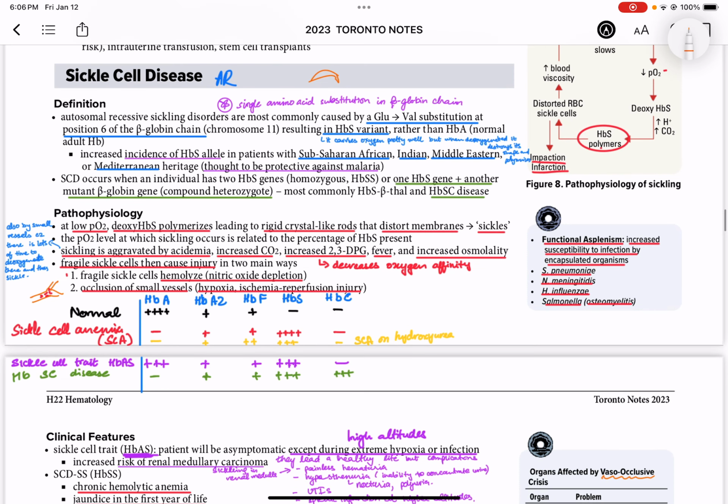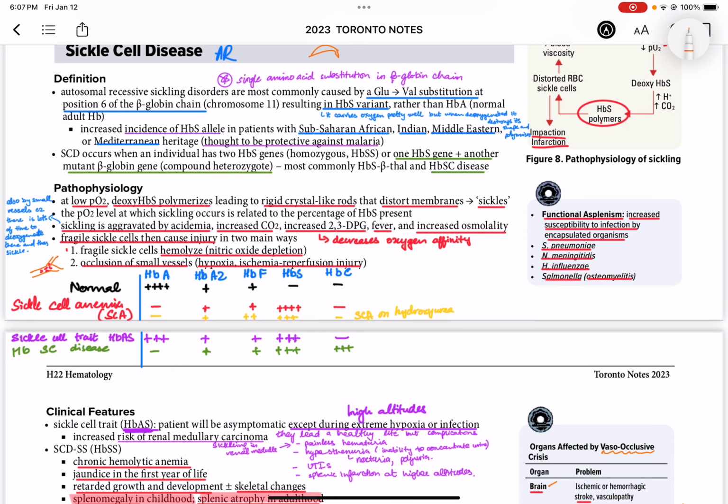So, moving forward, there's an increased incidence of the hemoglobin S allele in people who live in sub-Saharan Africa, Indian people, and those of Middle Eastern or Mediterranean heritage, and this hemoglobin S allele is thought to be protective against malaria. Sickle cell disease, as it is autosomal recessive, occurs when an individual has two hemoglobin S genes. So homozygous HbSS gives them the disease.